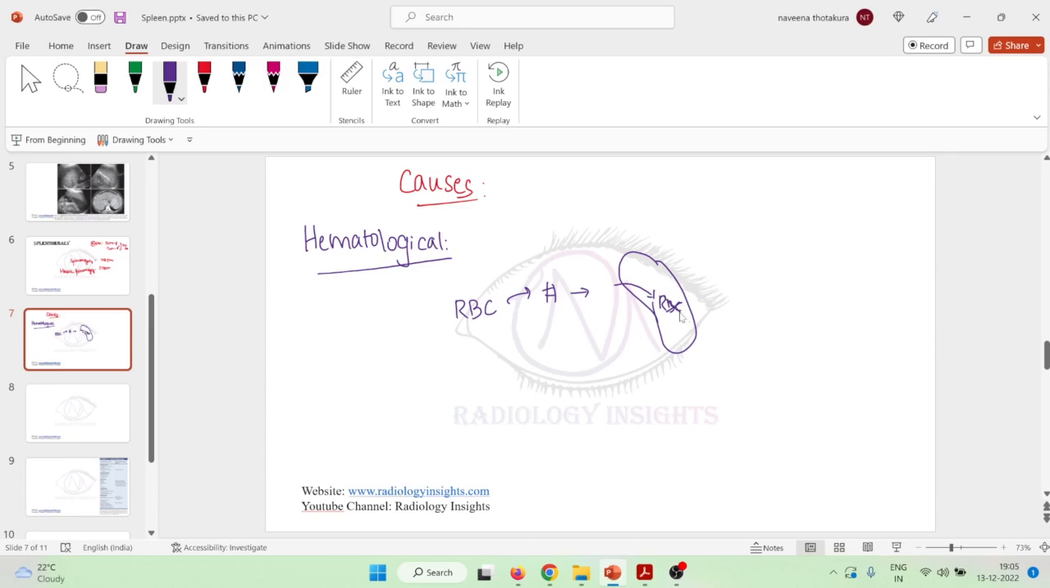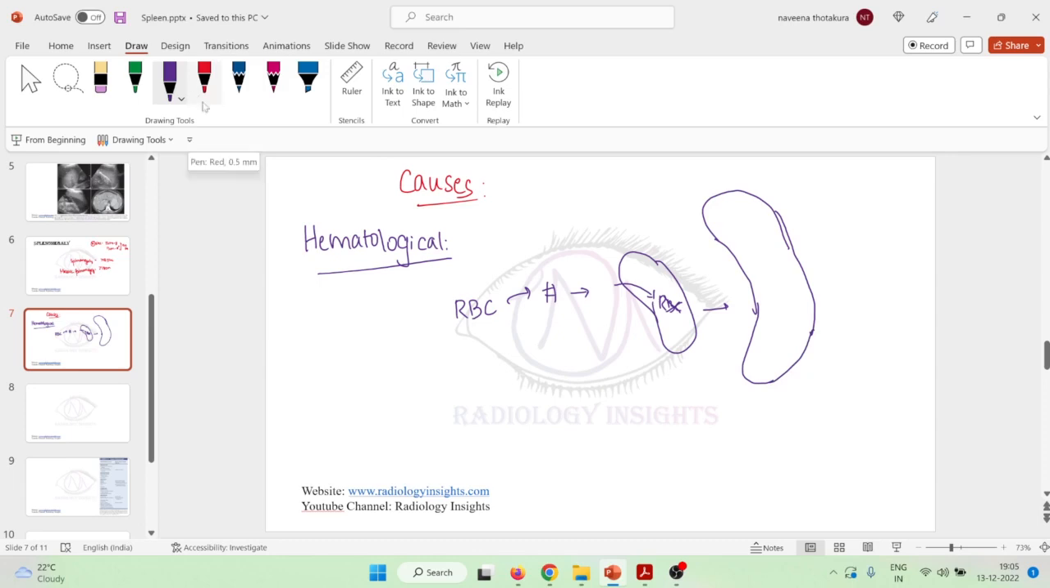As a result, the spleen is now working more. When the RBCs are destroyed, the spleen is killing the RBCs. So if the RBCs are destroyed more and more, then the spleen has to increase its capacity in order to kill more and more RBCs. And as a result, this results in splenomegaly.